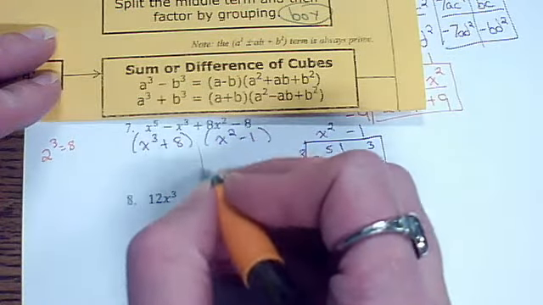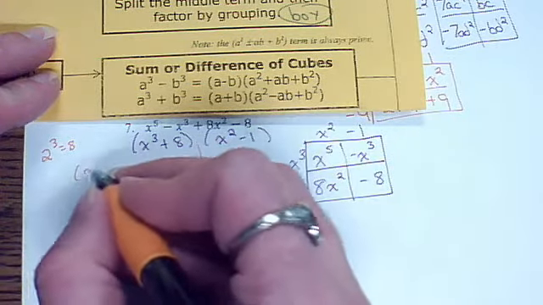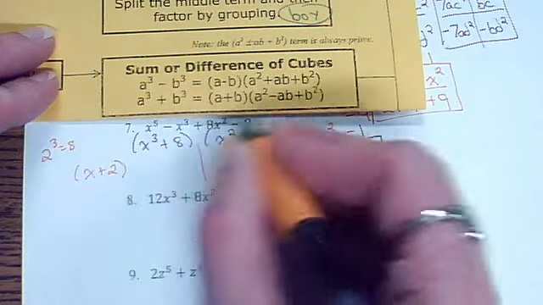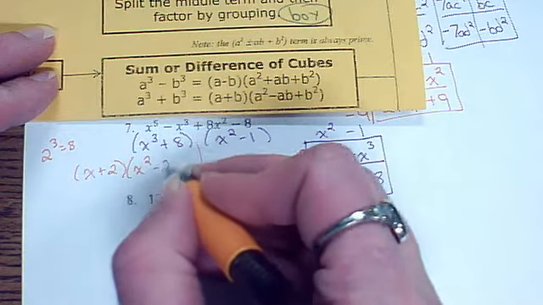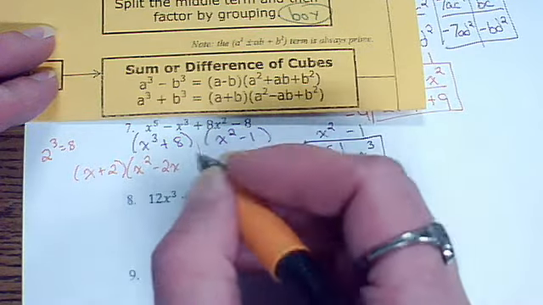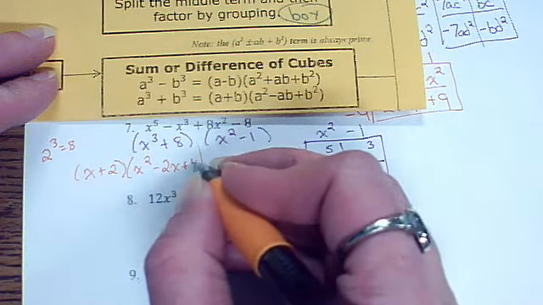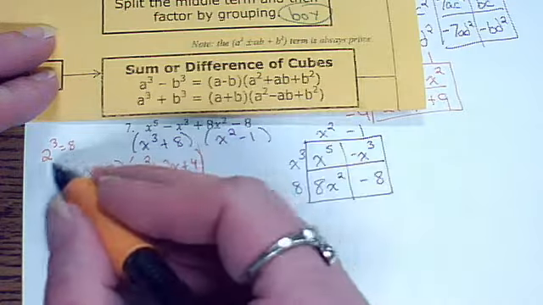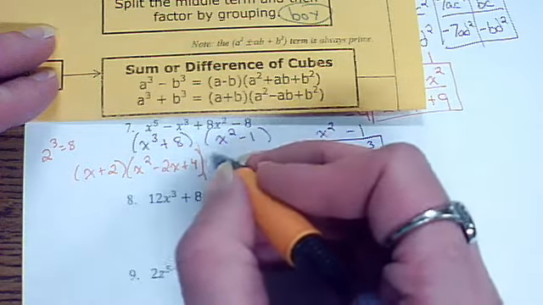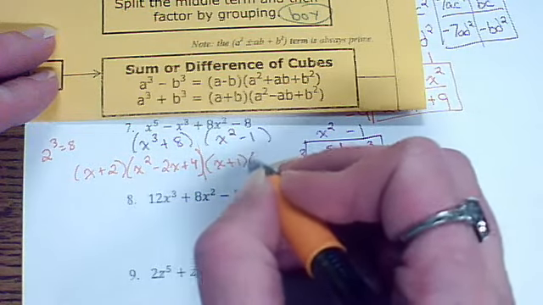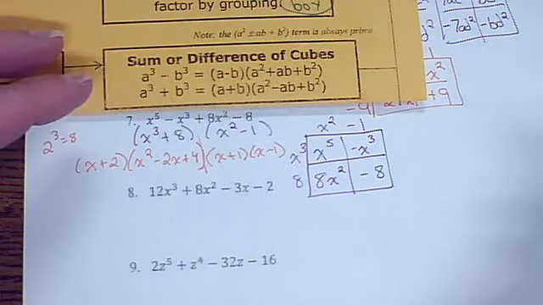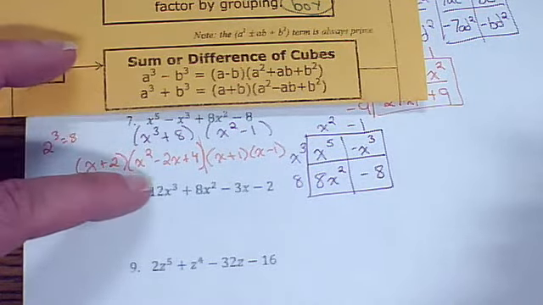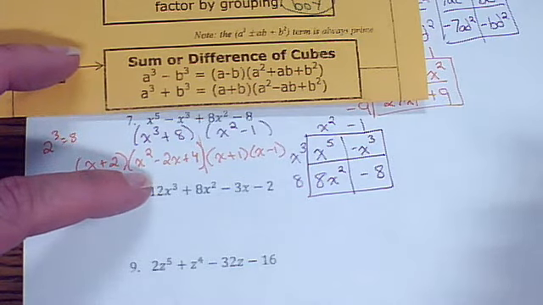So this part, I'm going to go ahead and draw a line. We're going to have x plus 2, and that's going to be x squared minus 2x, because a times b, plus 4, because that's b squared. And this other side is going to be x plus 1 and x minus 1. And that's it. So you always want to see if you can find that as well.